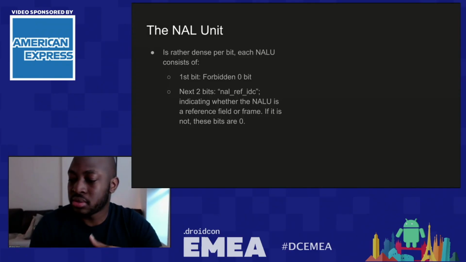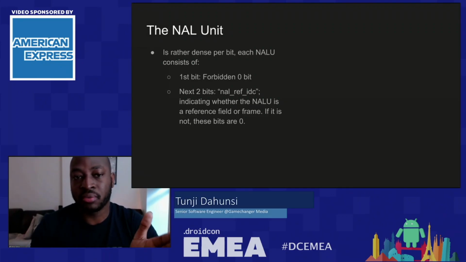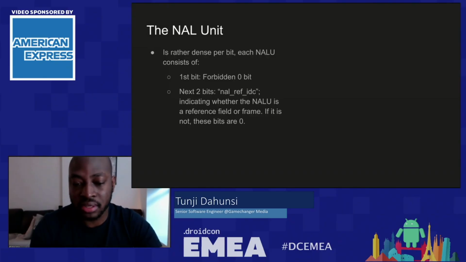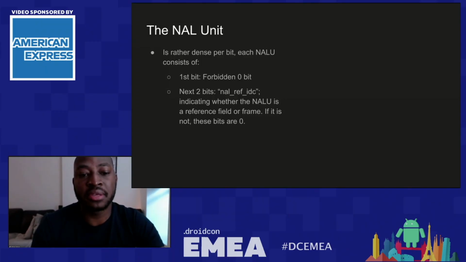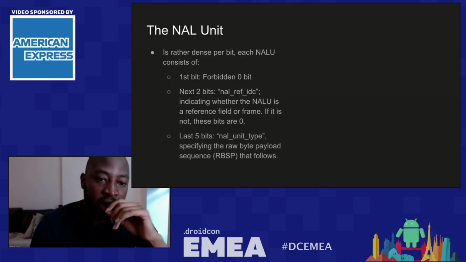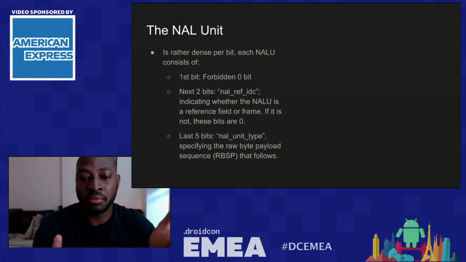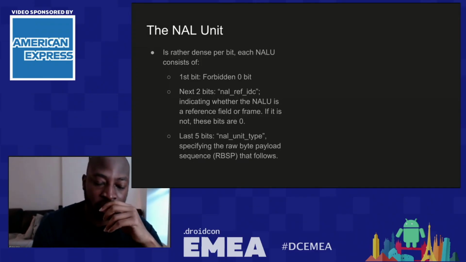An example of this would be, and we'll talk about this more, things like instantaneous decoder refresh frames, because other frames are derived from the IDR frame. There's also things like the sequence parameter set and the picture parameter set. Again, we'll talk about this some more. But if a frame is a reference frame, this value is not 0. Otherwise, it is 0. And then the last 5 bits refer to the NAL unit type, specifying the raw byte payload sequence that follows this particular NAL unit.